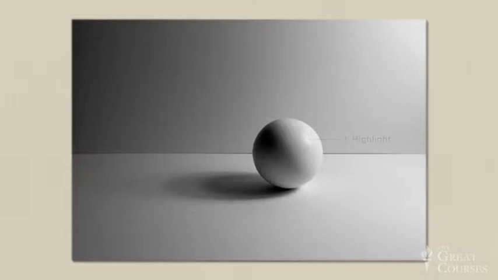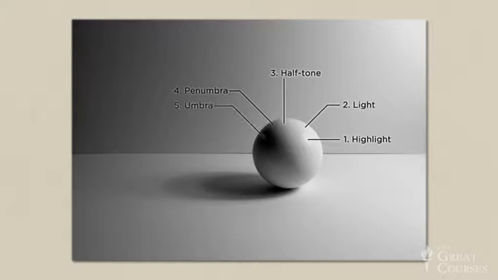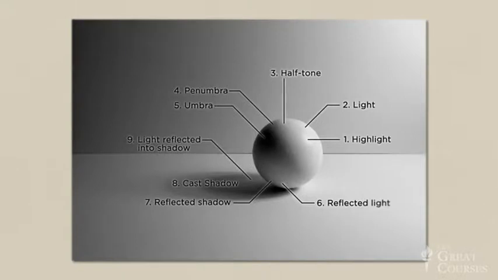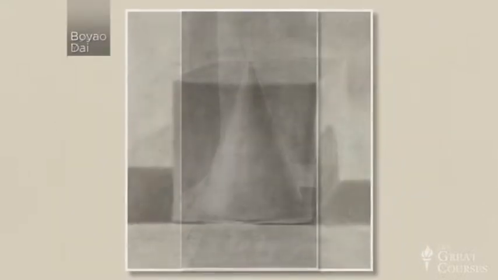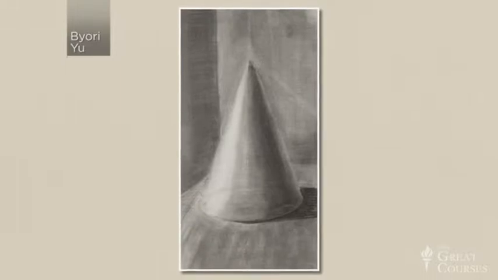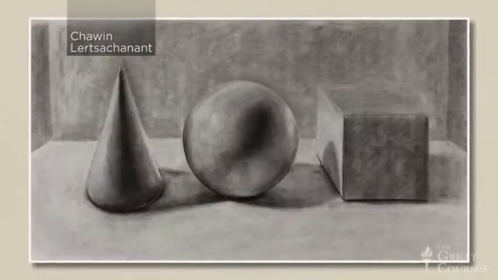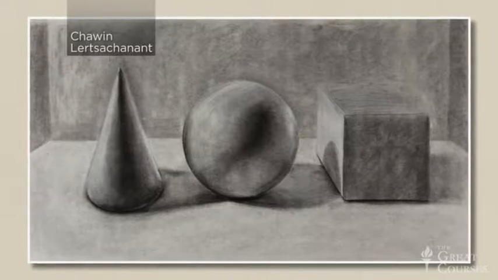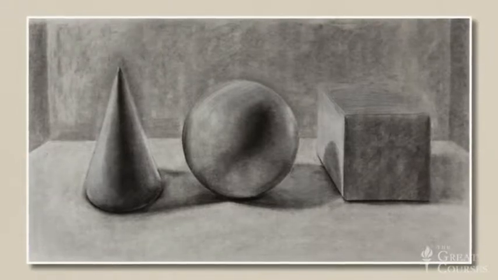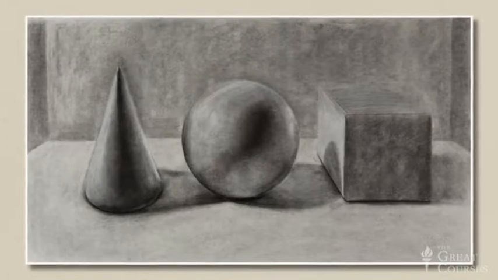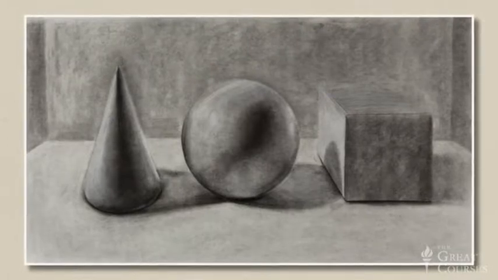Remember the steps of light on a sphere we discussed in the first lecture on value. Use those 9 steps: highlight, light, halftone, penumbra, umbra, reflected light, reflected shadow, cast shadow, and light from the object reflected into the shadow. Do the same thing with the block and a cone. A cylinder would be good too. Then try a still life of several of these put together, all from your imagination. Try lining them up along the horizontal. Imagine light from the side so that each object casts a shadow on the next.